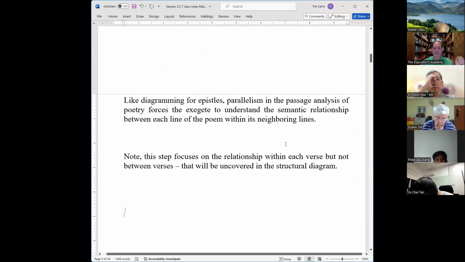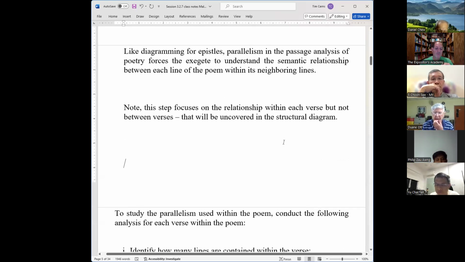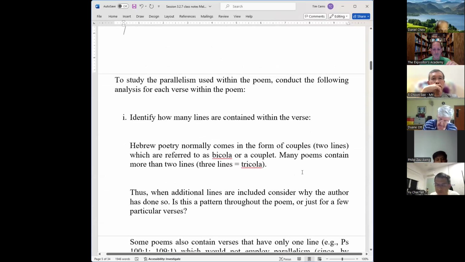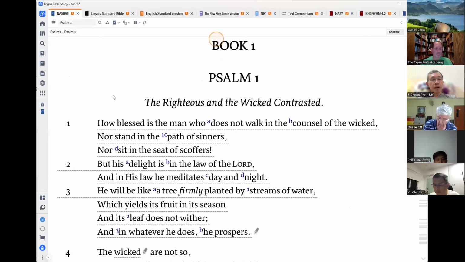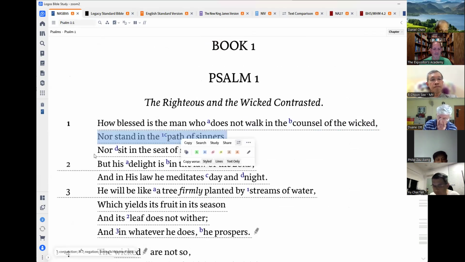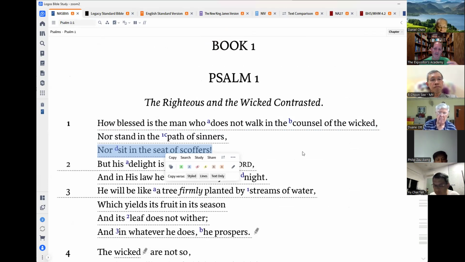And really, in this case, parallelism is examining each verse. And if you remember, each verse is set up in the form of either couplets, two lines, or sometimes three lines, and even four lines at times. And those lines within each verse are connected to each other in some way. They have a particular relationship with each other. So if we look at a couple of examples here, Psalm 1, for example: how blessed is the man who does not walk in the counsel of the wicked, nor stand in the path of sinners, nor sit in the seat of scoffers. Those lines are related to each other.